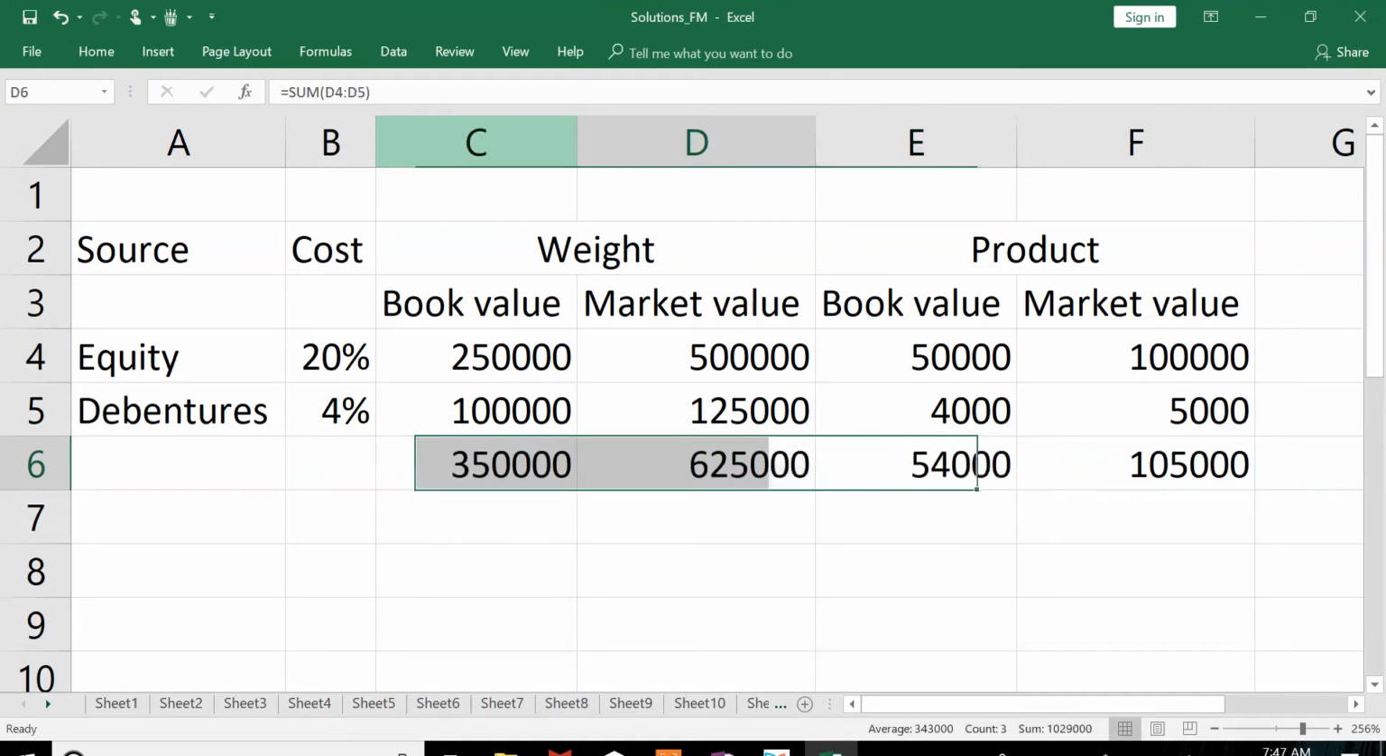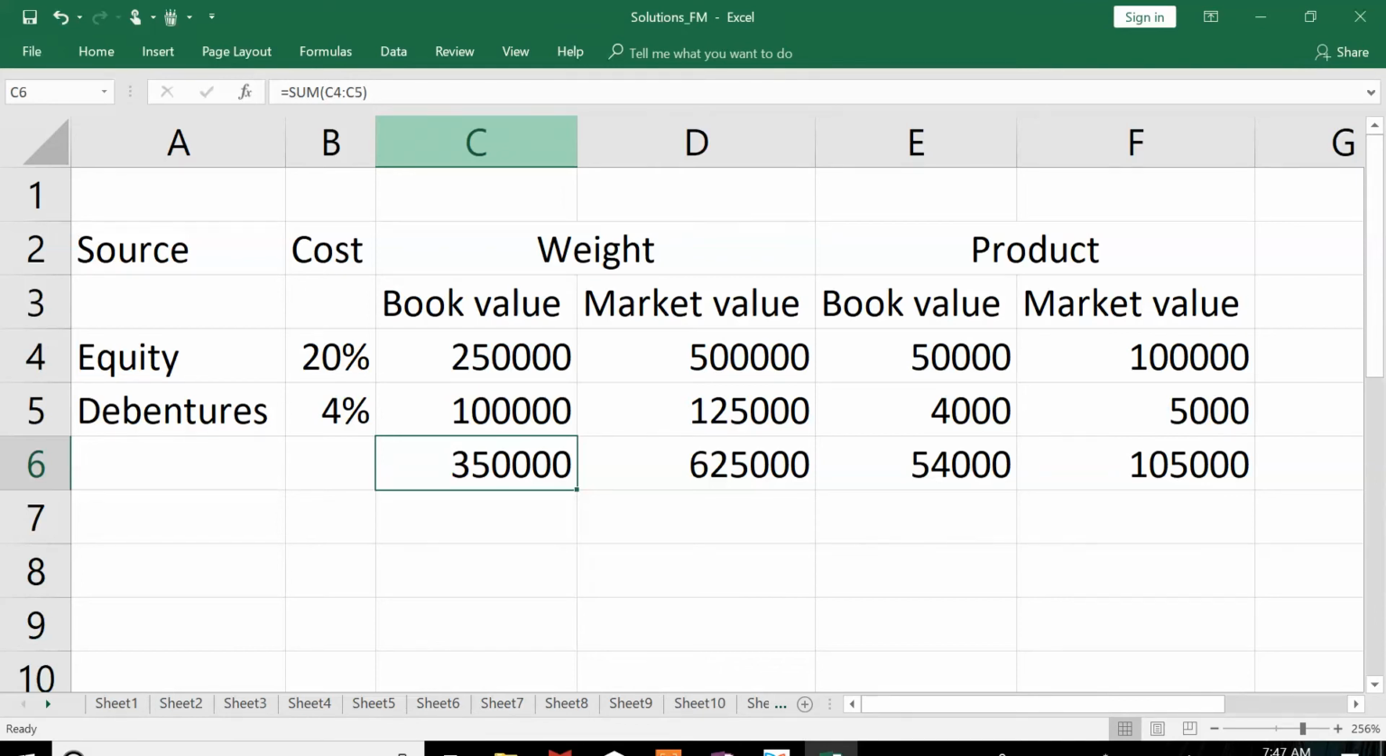Now what is WACC? Sum of product by sum of weights into 100. Sum of product by sum of weights. I am not giving you any new formula. This is the formula for your weighted average. You would have learnt about weighted average in maths. This is the formula of weighted average. Sum of product by sum of weights into 100.